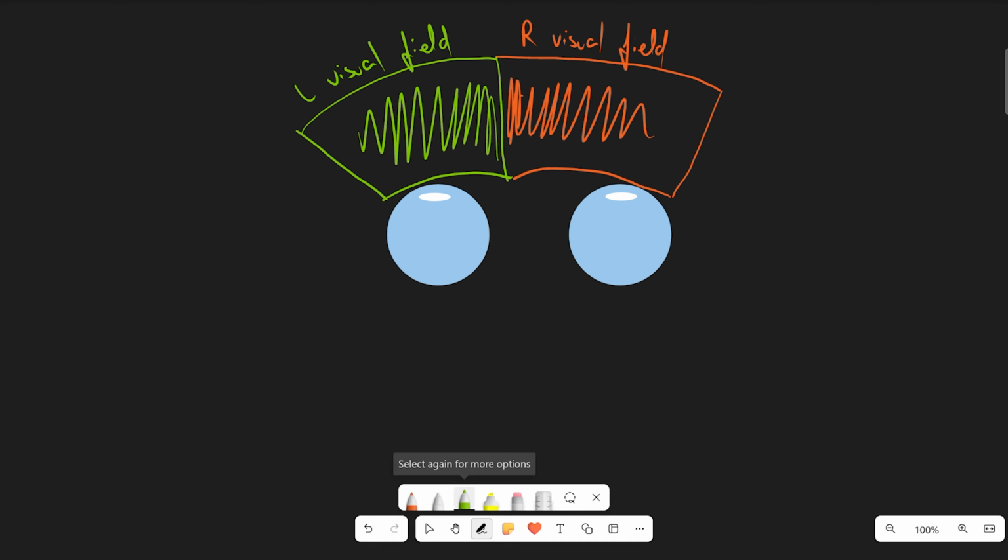So the left visual field falls on the right half of each retina, and the right visual field falls on the left half of each retina. Obviously, if we kept saying left and right retina, it would be quite confusing. So we can divide the retina into two halves, and the division is called hemi. So now we have hemi-retina.